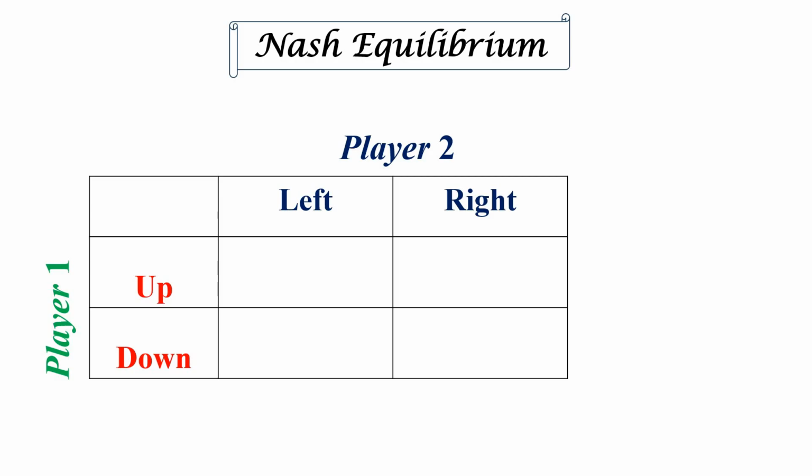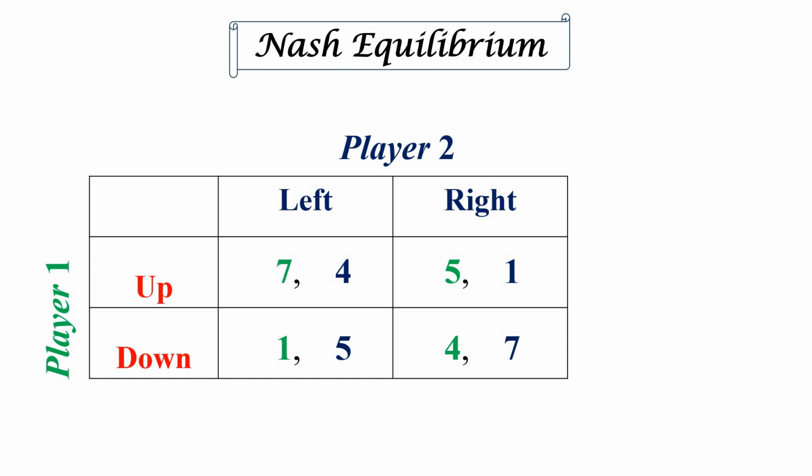Now consider this example of Nash equilibrium. In this example, this is a 2x2 game where we have player 1 and player 2. Player 1 is indicated by the green color, and the payoffs for player 1 are also indicated with the green color numerical digits. The strategies that player 1 has are up and down, where the strategies for player 2 are left and right.